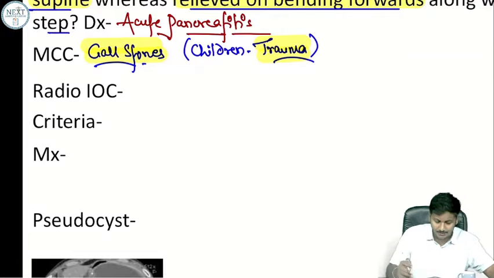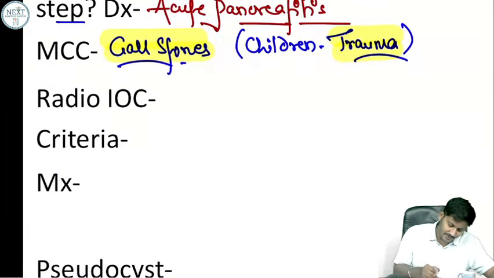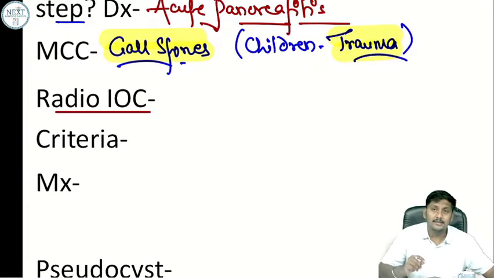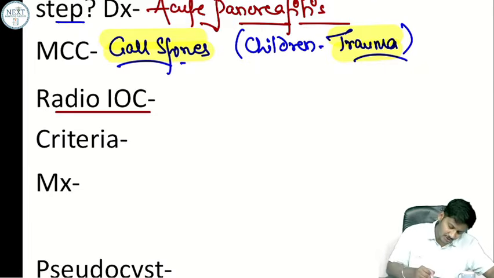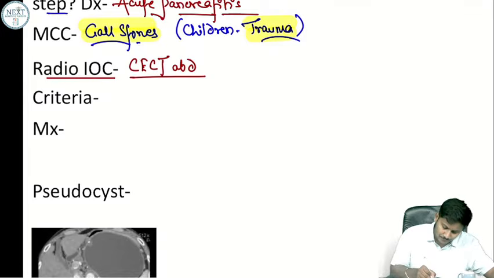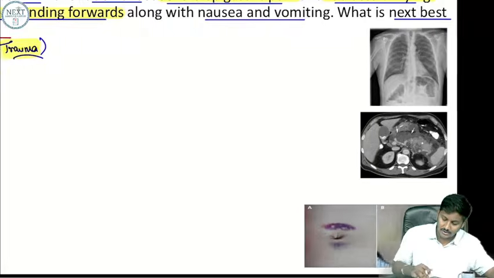Important is, if they ask you in patients of acute pancreatitis, what is the radiological investigation of choice? We know pancreas is a retroperitoneal organ, and I have told you, for all the retroperitoneal structures the best radiological investigation is always a CECT abdomen. So here in cases of acute pancreatitis also, the best radiological investigation will be a CECT abdomen.